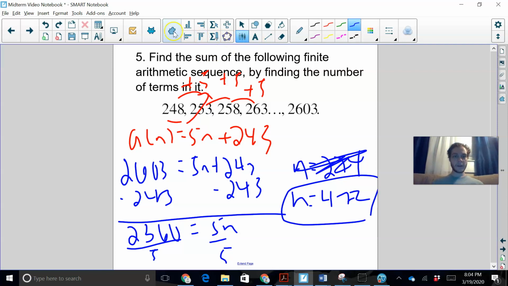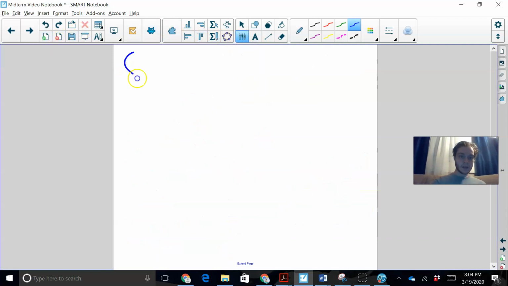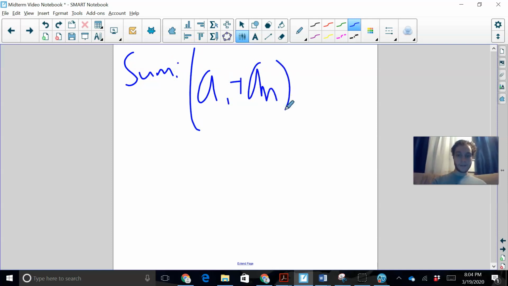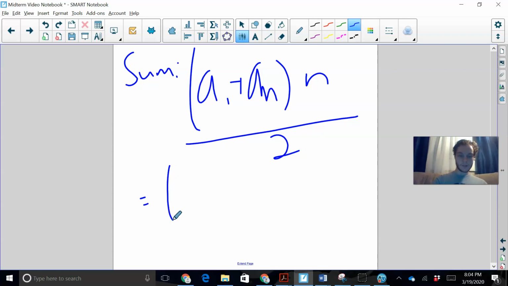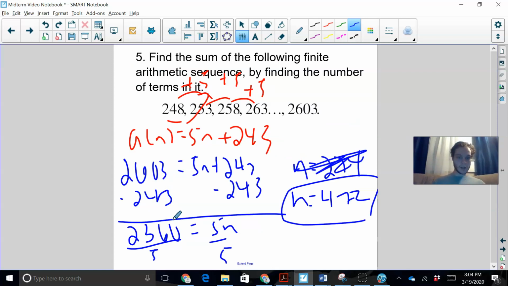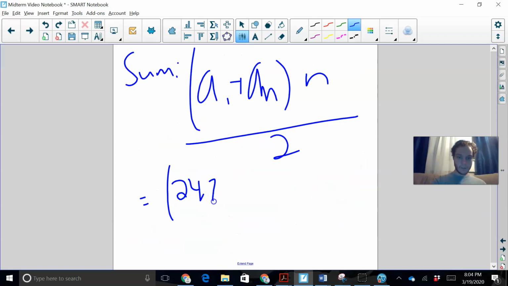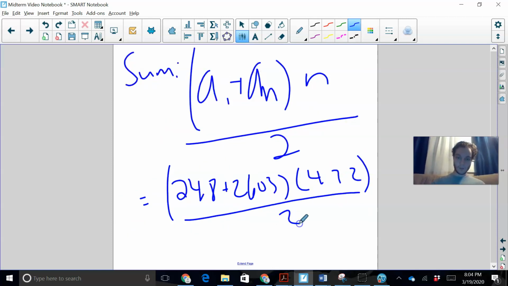Now, to figure out the sum, we would do the first term plus the last term, times the number of terms, which I'm going to call n for the time being, divided by 2. So the first term was 248 plus the 2603, times the number of terms we found to be 472, divided by 2.